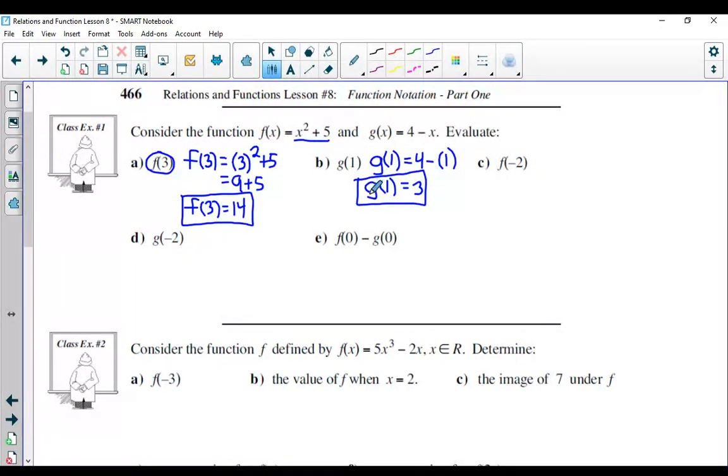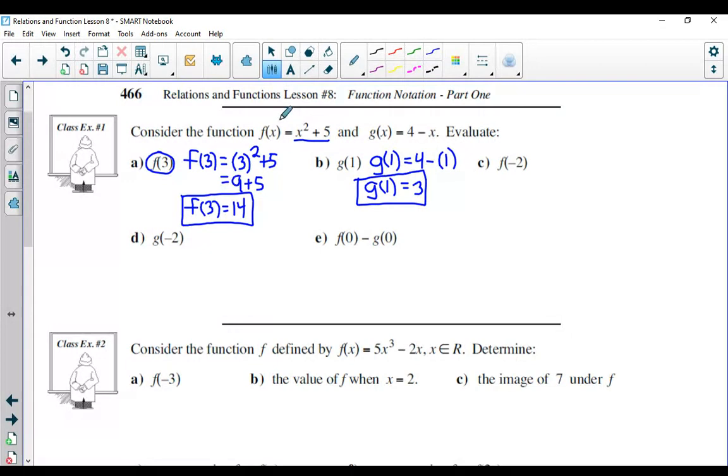The function g. Usually we use f for a function, but you can use all different letters of the alphabet to identify different functions. So g is just a distinct function from what f is. So g, when evaluated at x equals 1, would have a value that's 3.